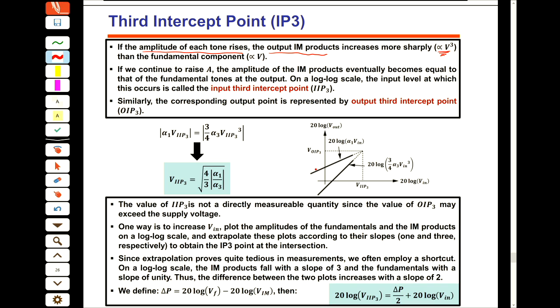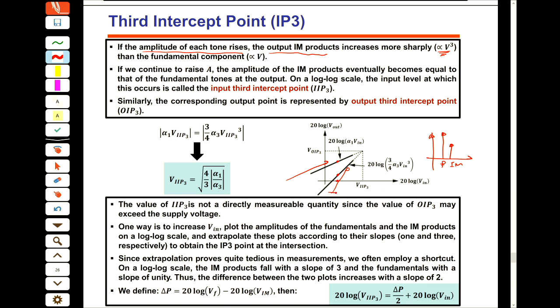So if you see, the slope of this graph and the slope of this graph are different. For example, if my V in is here, you see that the fundamental point is very good, and the third intercept point is much smaller than that. In the graph, this is the fundamental, and this is the intermodulation.